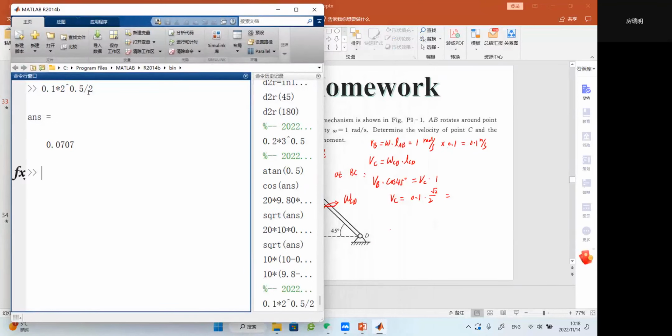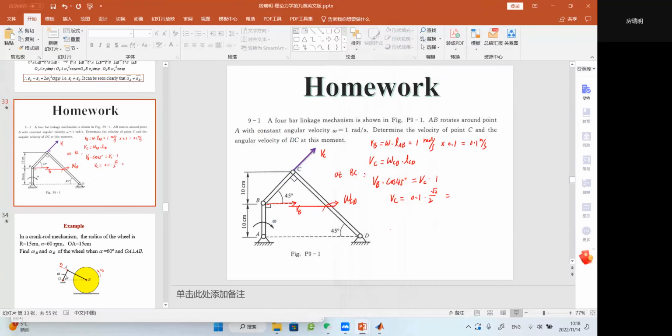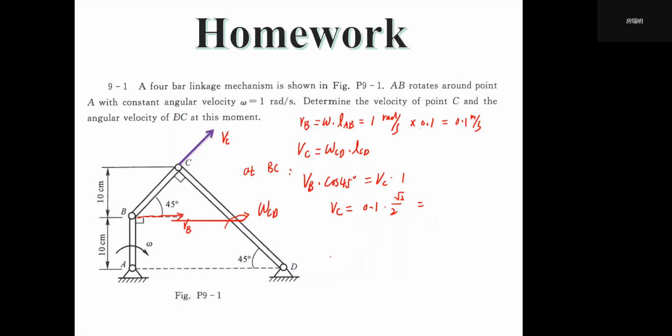So we can write here 0.0707, right? So that's the value. So we can write here 0.0707 meters per second. So you guys can once again look at this expression. Actually, we have finished the first task: determine the velocity of point C. We have its result here.